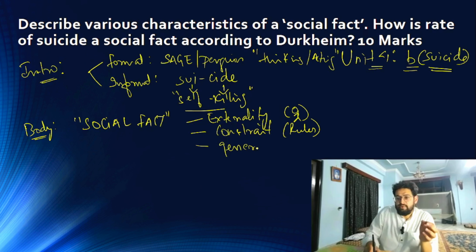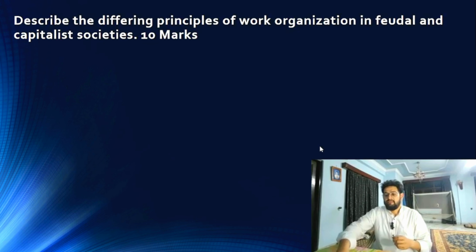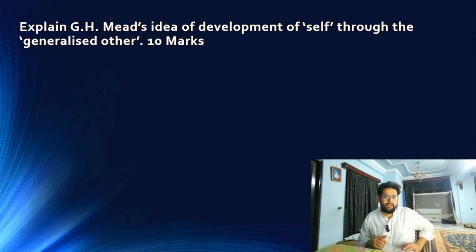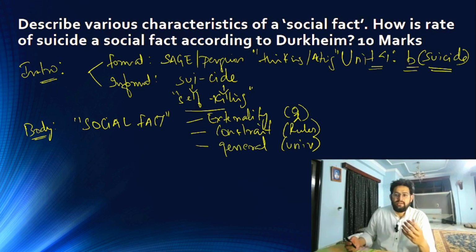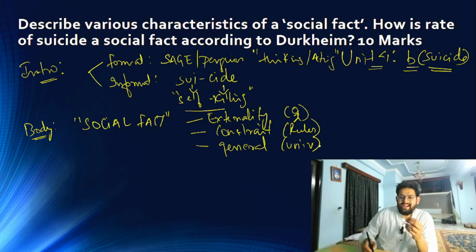So therefore, the third criterion that we are having is generality and independence. It means it's a phenomenon which is seen all around the world. So it tends to have a certain amount of generality as well. So the question is talking about describing the various characteristics of a social fact. So what are the characteristics? These are the three characteristics that we are having: externality, constraint, and generality.